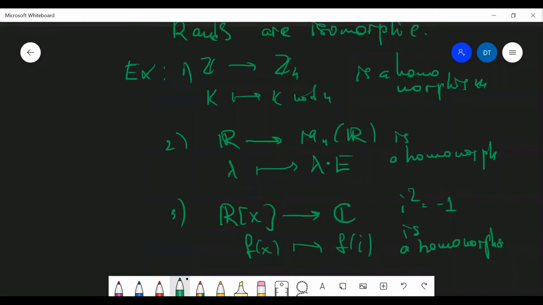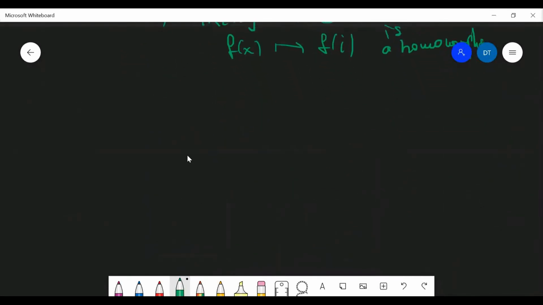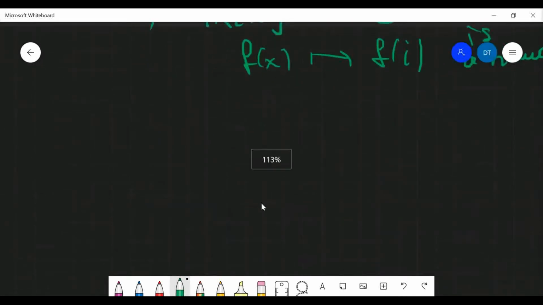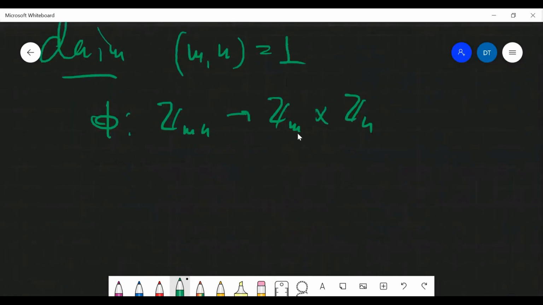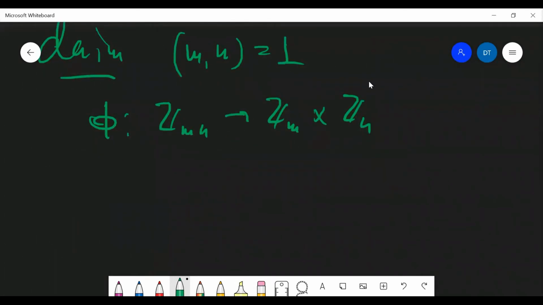Okay? Thank you. So another example, let me recall the Chinese remainder theorem in a different way. A claim: if we have two coprime integers, m and n, we have this map phi from Zmn to Zm times Zn. As you can see, the left-hand side is a ring and the right-hand side is also a ring, where addition and multiplication are just coordinate-wise addition and coordinate-wise multiplication.